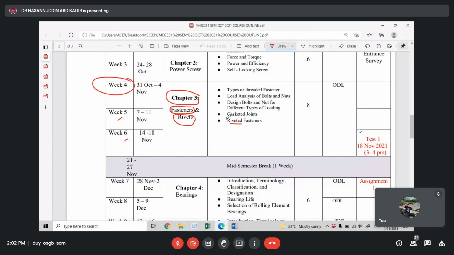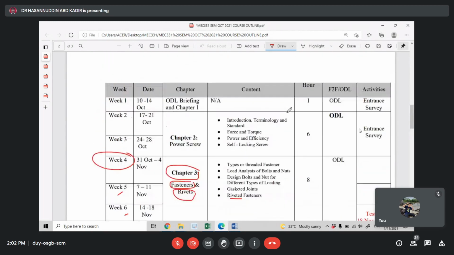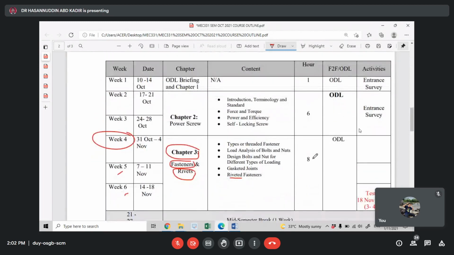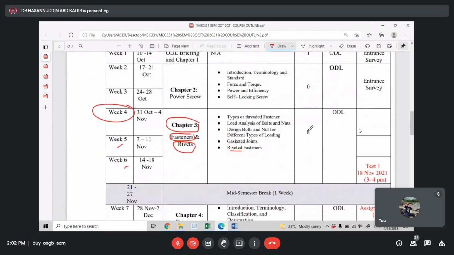So it is not that simple, we will study the details about the forces involved, there are shear forces in that part. Then this one is a bolt and nut. Okay, fastener we learn this week. So they will cover around this. So hopefully it is 8 hours for this one.